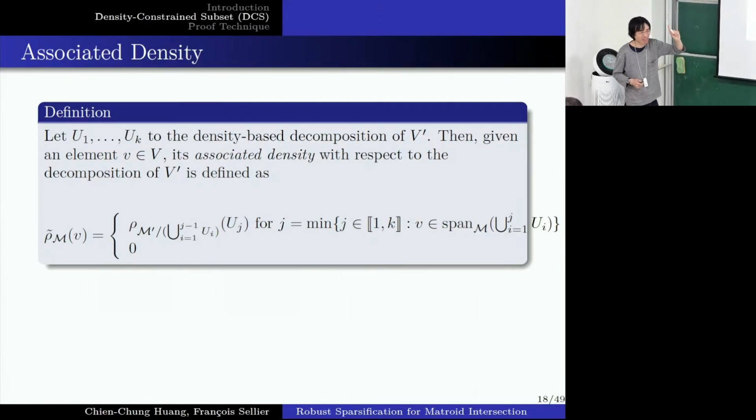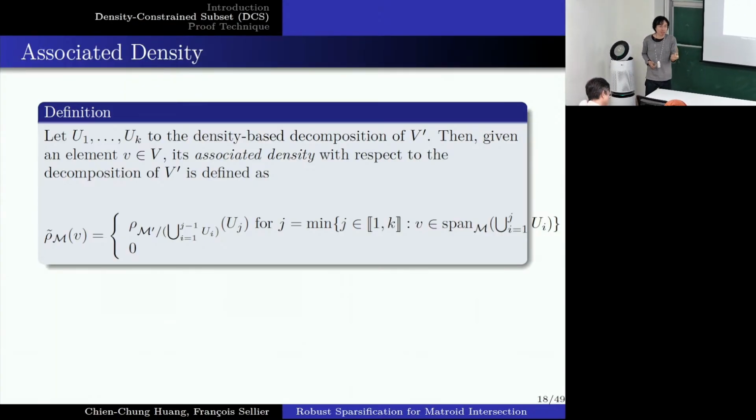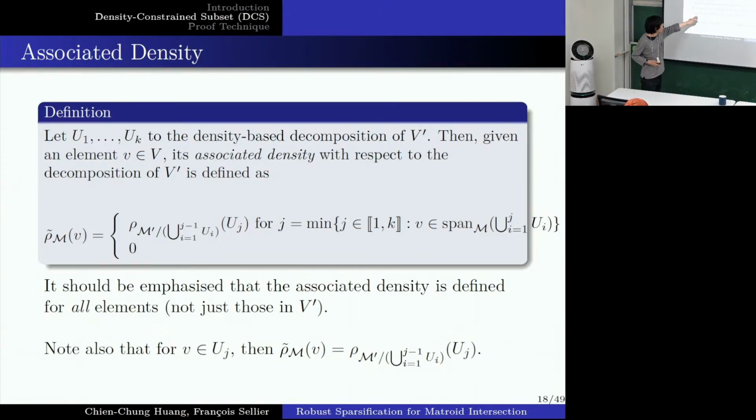Bear with me. Just one more definition, then I will show you the good stuff. V prime is my sparsifier, and then I just show you a decomposition from U1 to UK. And now I can define an associated density for everyone. This associated density is defined over all the elements. And what is the definition?